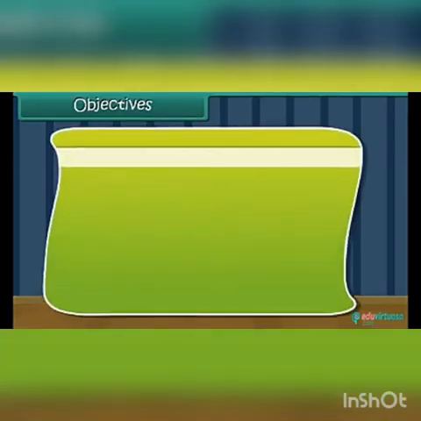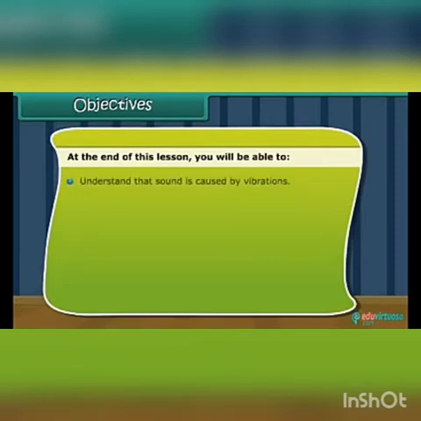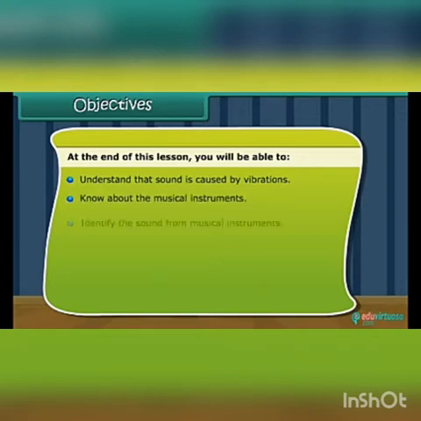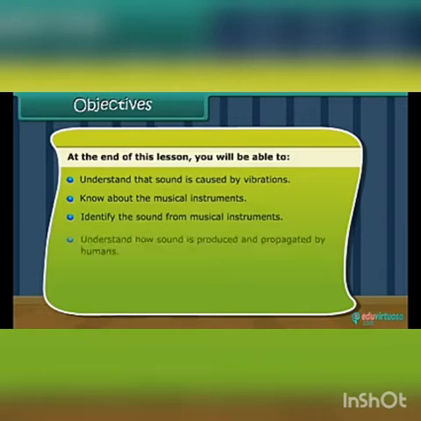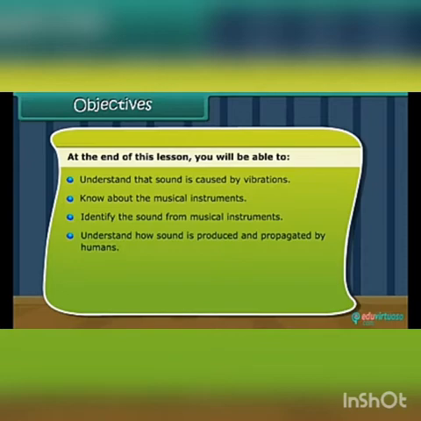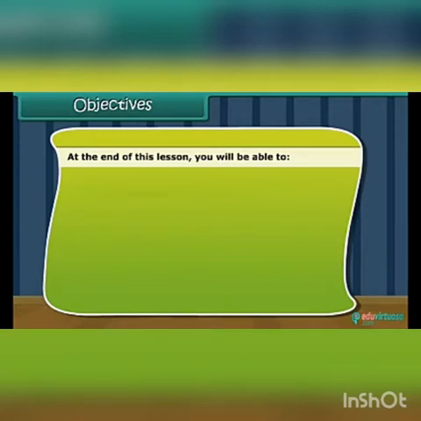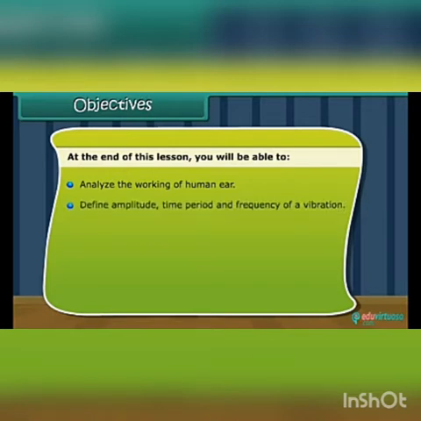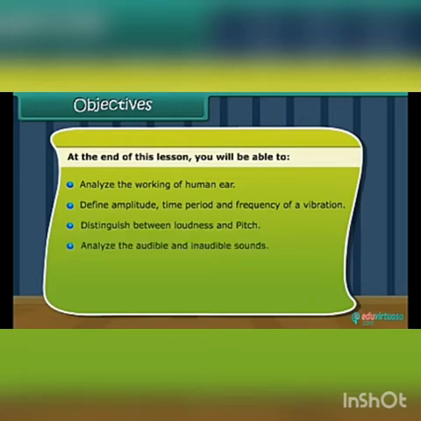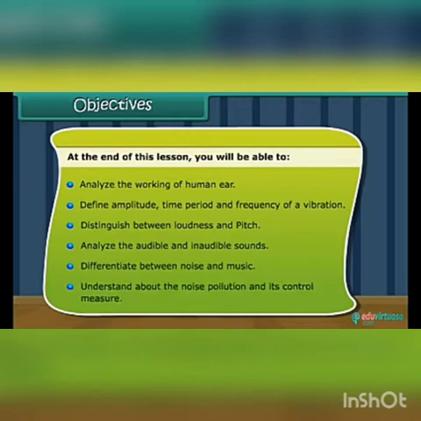Objectives. At the end of this lesson, you'll be able to understand that sound is caused by vibrations, know about the musical instruments, identify the sound from musical instruments, understand how sound is produced and propagated by humans, acquire knowledge where the sound requires a medium for propagation, understand the propagation of sound in liquids and solids, analyze the working of the human ear, define amplitude, time period and frequency of a vibration, distinguish between loudness and pitch, analyze the audible and inaudible sounds, differentiate between noise and music, understand about noise pollution and its control measures.